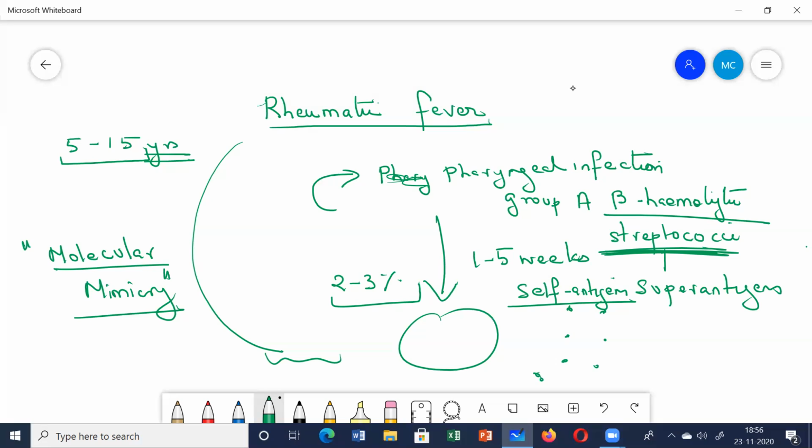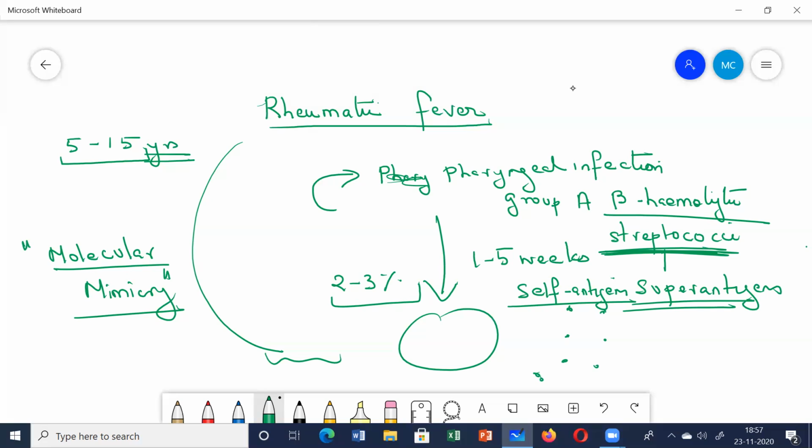The antigens which streptococcus has expressed, against which our body produced antibodies, bear a close resemblance. There is some sort of similarity between the streptococcal antigens and our self antigens. Therefore, the antibodies which are produced against the streptococci will attack our self antigens. They will interact with our self antigens and start causing damage to the organs of our body. So this is what is called molecular mimicry.